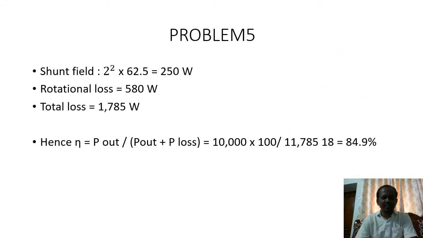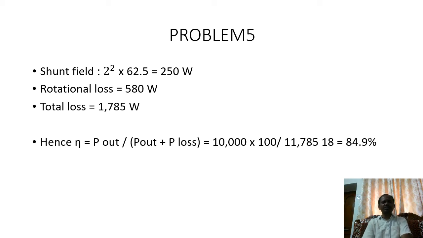Shunt field loss is 2 square, Ish square Rsh, at 250 volts. Rotational losses, these are mechanical losses, windage losses, friction, frictional loss is 580 watts. Total losses: all these rotational losses, armature copper losses, series field copper losses, shunt field losses. You can add all this, you will get 1785 watts.